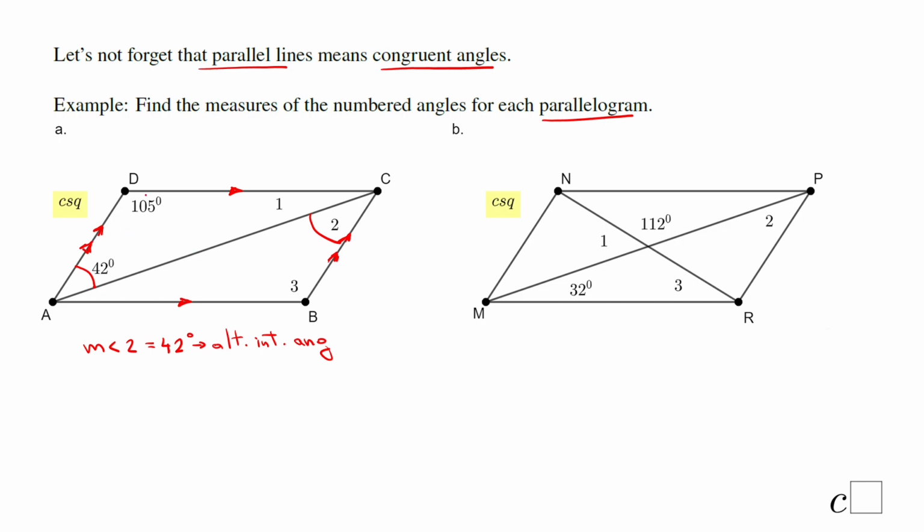Now let's take a look at 3, which is easy. Angle 3 that you see here is congruent to angle D because they are opposite angles. So obviously the measure of angle 3 is 105 degrees.